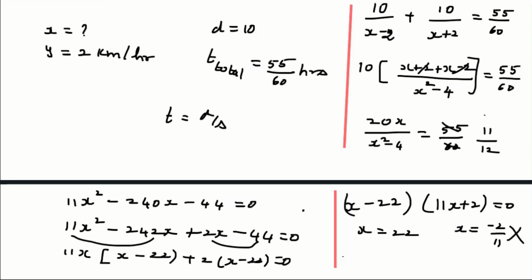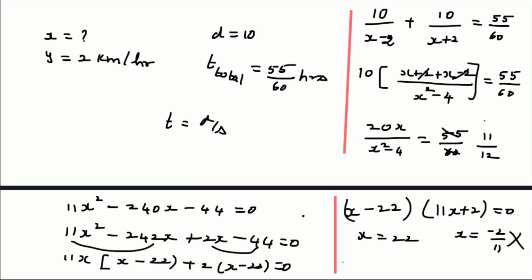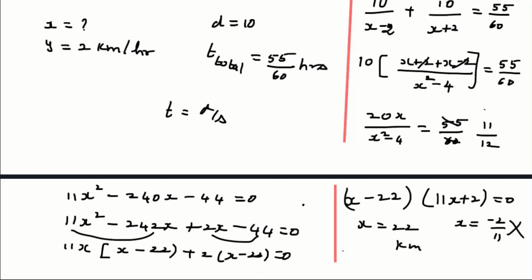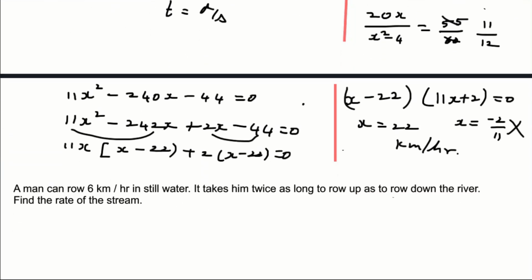The negative value is ignored because it is not possible, as x is the speed. I have been asked to find x, so the answer is 22 kilometers per hour. Now we'll move on to the next question.